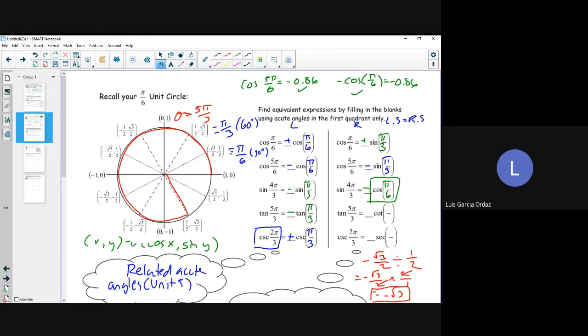In this one, what correlated acute angle are we going to look at? Pi over 6. Okay? And what does cotangent of pi over 6 give us? Okay, so what is tan of pi over 6? That's what we have to figure out first. We figured out tan of pi over 3. So then it would be root 3 over 3.